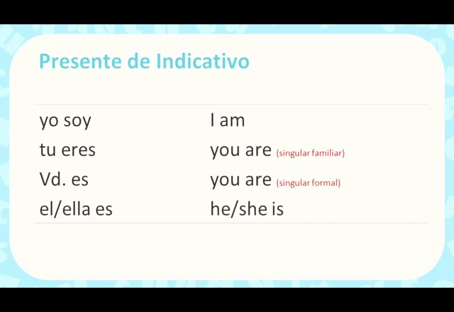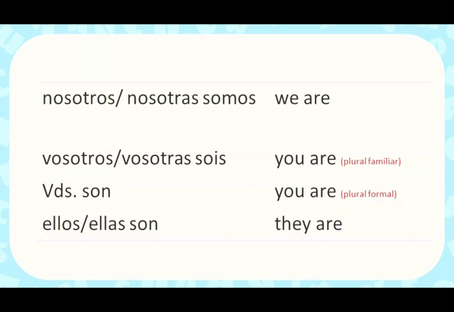Presente de indicativo. Yo soy, which means I am. Tú eres, you are, for singular familiar. Usted es, you are, for singular formal. Él, ella es, he or she is. Nosotros, nosotras somos, which means we are. Vosotros, vosotras sois, which means you are, for plural familiar. Ustedes son, you are, for plural formal. And ellos, ellas son, which means they are.